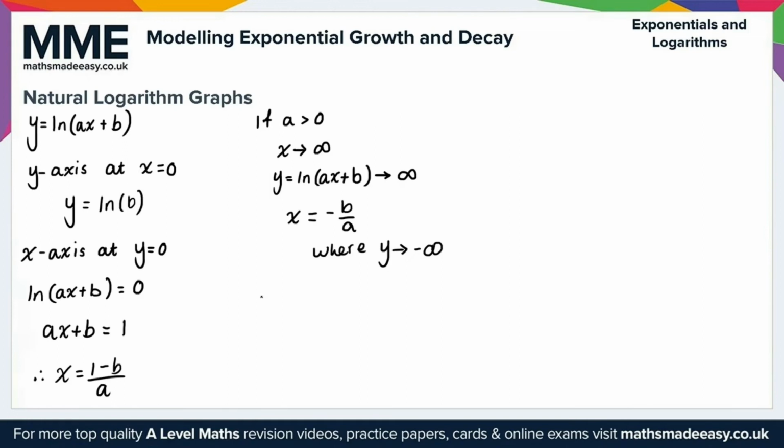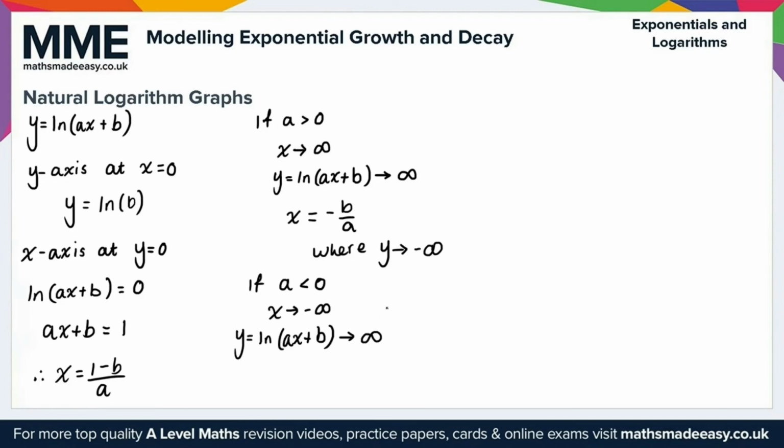And let's consider then if a is less than 0. So if a is less than 0, well, as x tends to minus infinity, then y equals the natural logarithm of ax plus b tends to infinity. So this tends to infinity.